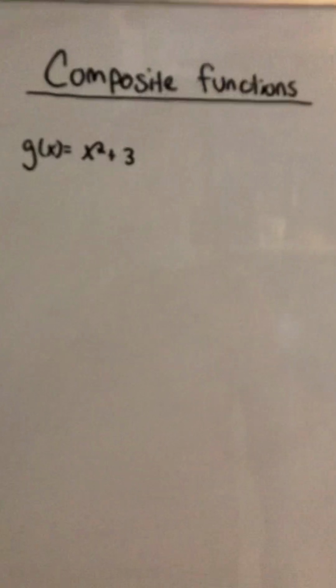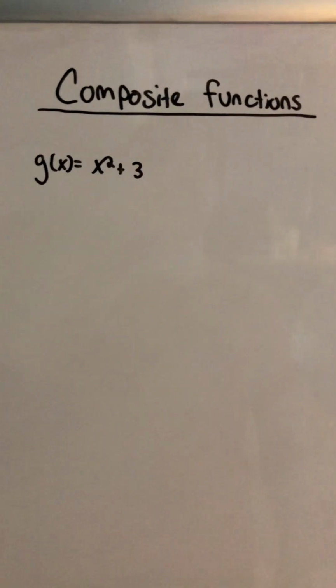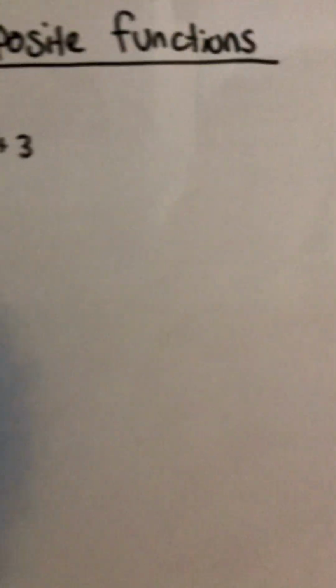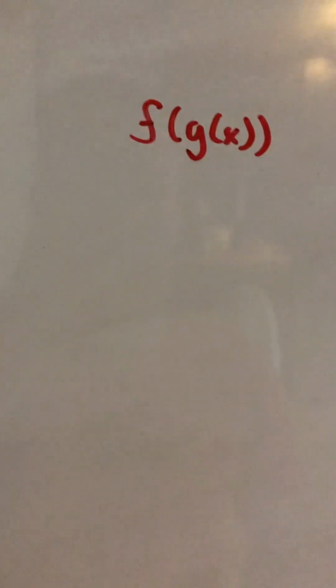In this tutorial, I'm going to show you how to evaluate functions using composite functions. So what are composite functions? Composite functions are functions encased in another function. So for example, you have f of g of x. That would be an example of a composite function.